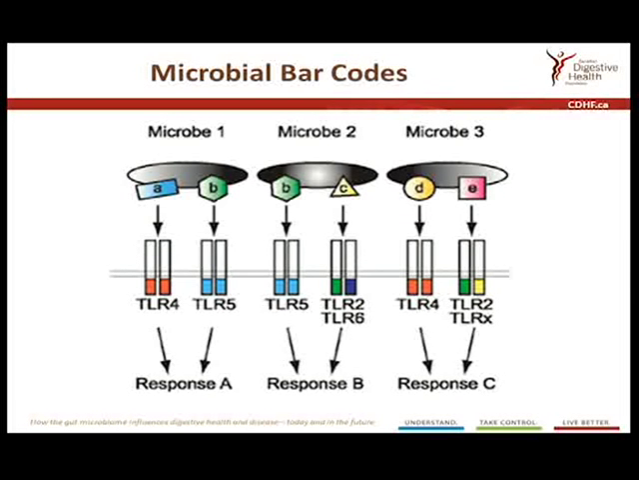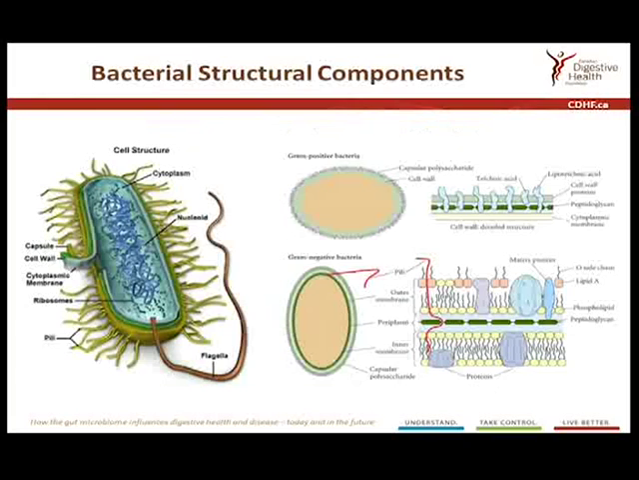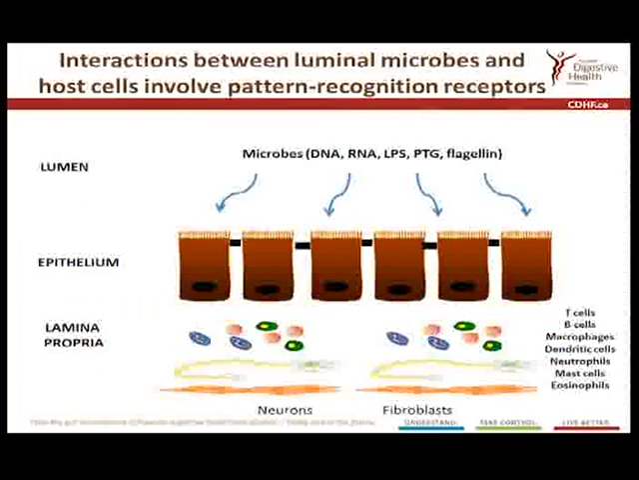Microbes all have a barcode that the body can read. So depending on the barcode that it reads, you get a response A, B, or C. It's a structural barcode that the body can read and know what it is. And it reads what is in the bacteria, the structural components. So gram-positive bacteria have certain proteins in their structural membranes. Gram-negatives have different kinds of structural proteins. And the body has developed a way to recognize the outside of bacteria.